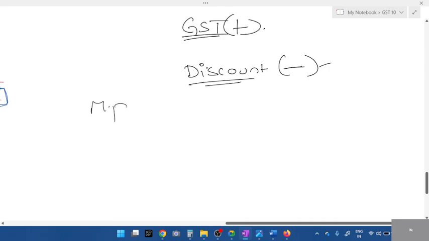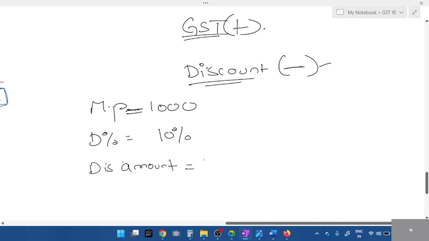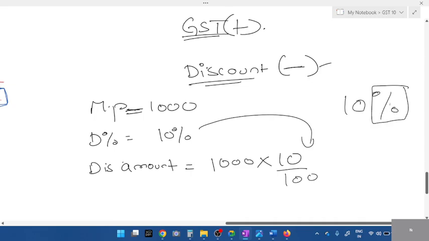Now, for example, mark price I give as 1000 and discount I give as 10%. First thing, find the amount. The discount percent you have to convert into an amount. Discount amount is mark price 1000 multiplied by 10. Whenever a percentage is given, you have to write 10 divided by 100. Look here, 10%. This symbol looks like a division symbol. Remember it like that. So divided by 100. Mark price into 10%, two zeros get cancelled. 10 tens are 100.